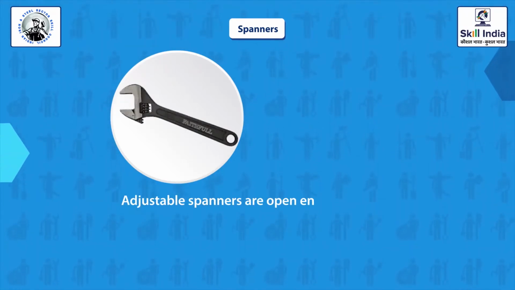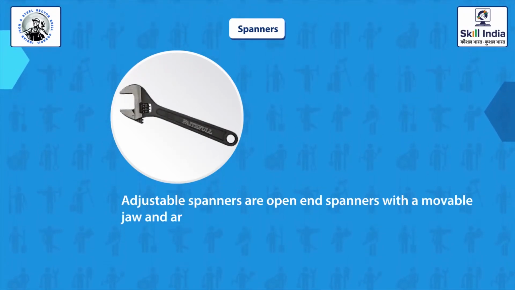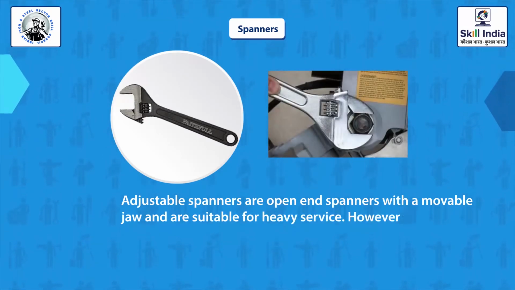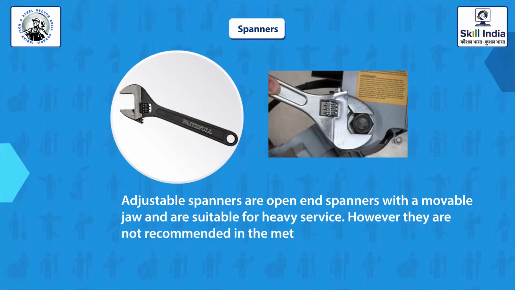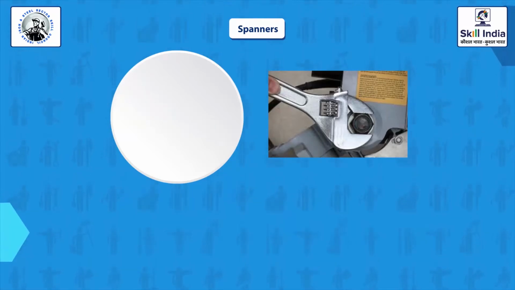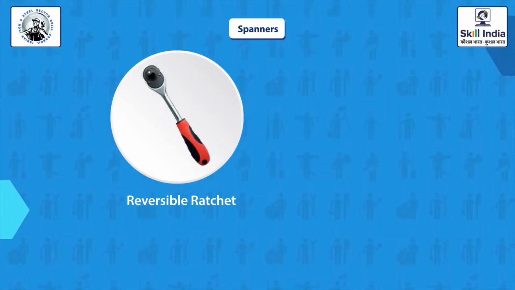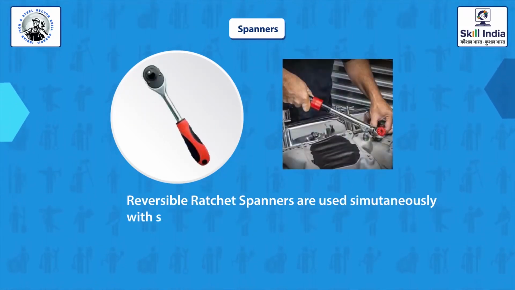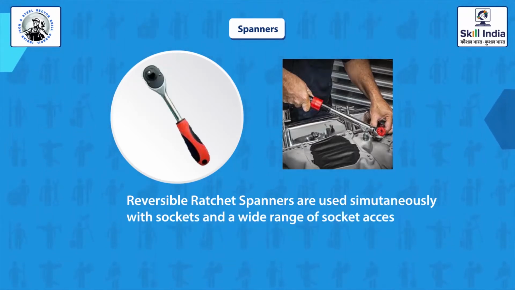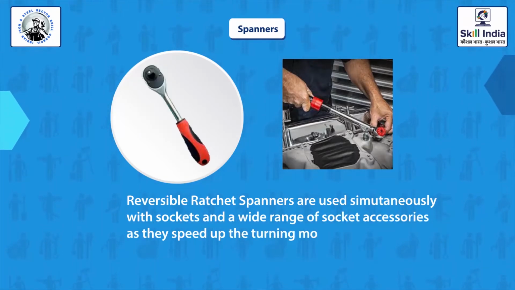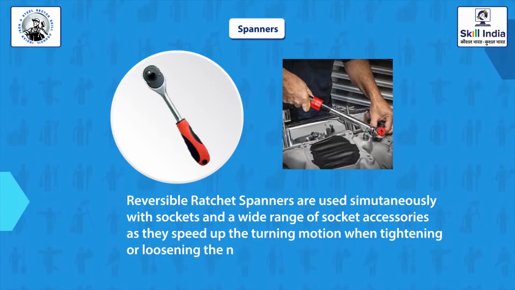Adjustable spanners are open-end spanners with a movable jaw and are suitable for heavy service. However, they are not recommended in the metal industry. Reversible ratchet spanners are used simultaneously with sockets and a wide range of socket accessories as they speed up the turning motion when tightening or loosening the nut.